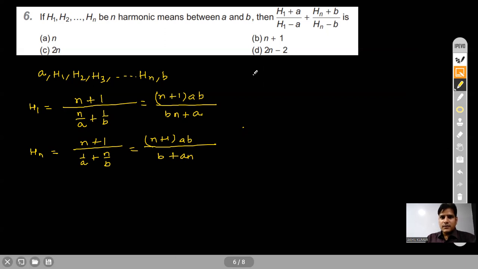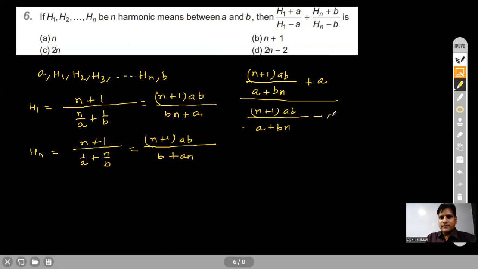Now let's try to solve this expression. So H1 plus A, H1 I am writing as (N plus 1) AB upon (A plus BN). This is H1 plus A upon (N plus 1) AB upon (A plus BN) minus A, right?